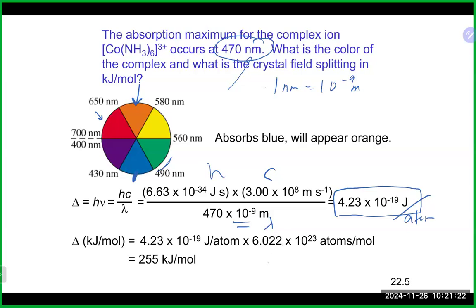And that is why we then use our friend Avogadro's number to convert it into joules per mole or kilojoules per mole. So here we would multiply by Avogadro's number up on top per mole. The atoms would cancel, and that gives us joules per mole, and we can convert it to kilojoules per mole. So the energy split here is 255 kilojoules per mole. Any questions on that calculation there?